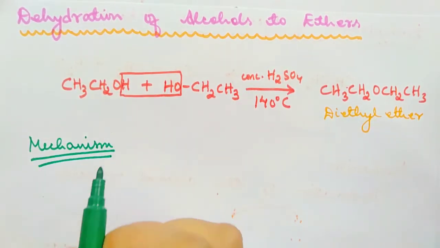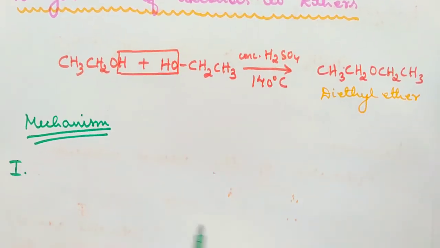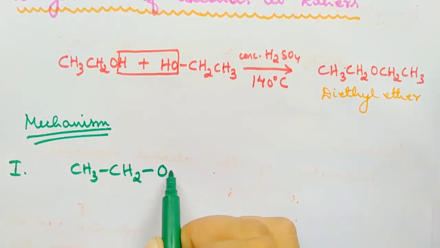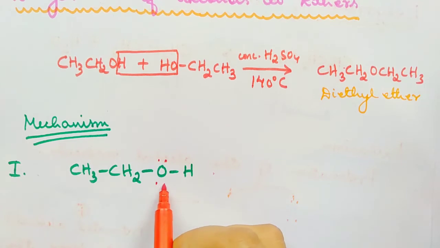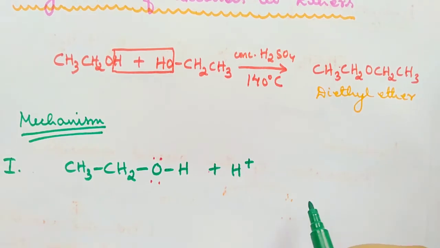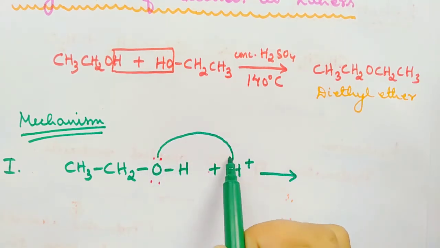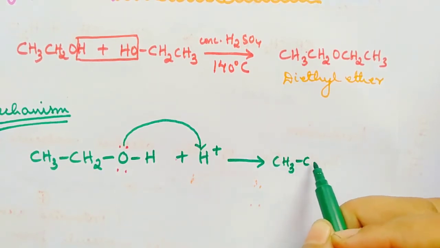The mechanism is also similar to the dehydration of alcohol to ethene. Now we have the first step. The first step is the protonation of alcohol. We have ethyl alcohol molecule. On the oxygen atom we have two lone pairs of electrons, okay? And we have a proton from concentrated sulfuric acid. So these two electrons form a bond with this proton. We have CH3, CH2.